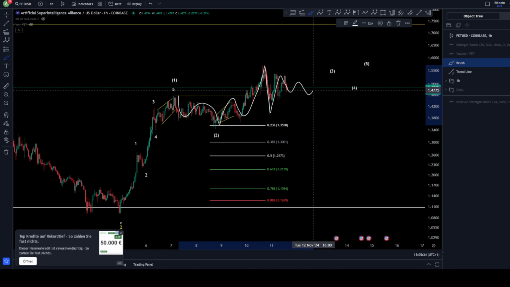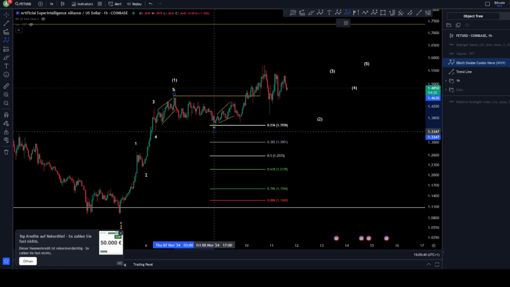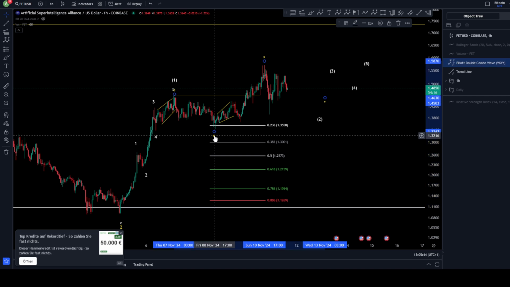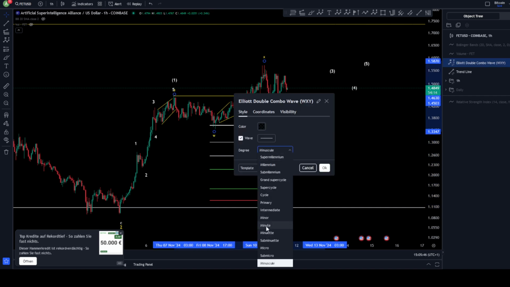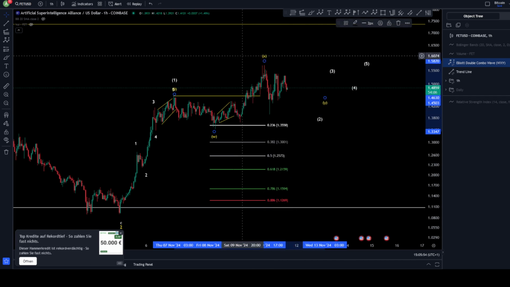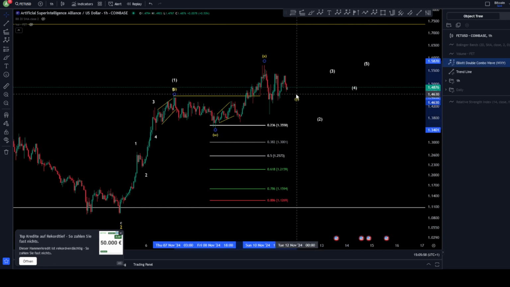Oh, WXY was a triangle. All right, we got it, guys. It's a WXY with a finished triangle. That was a tricky one because your X is very high. Normally it's not. It's very rare as well.